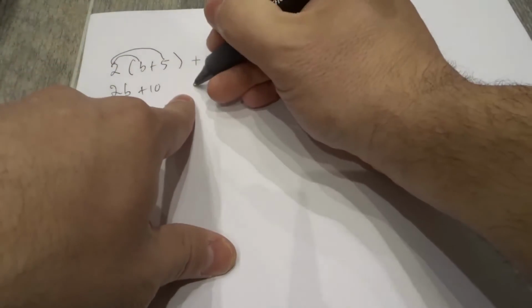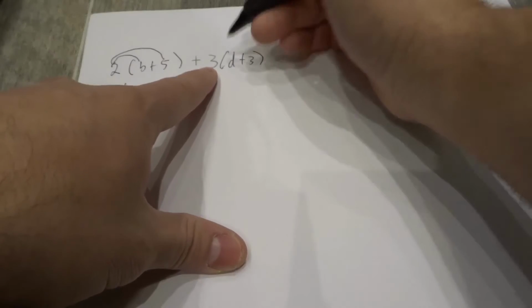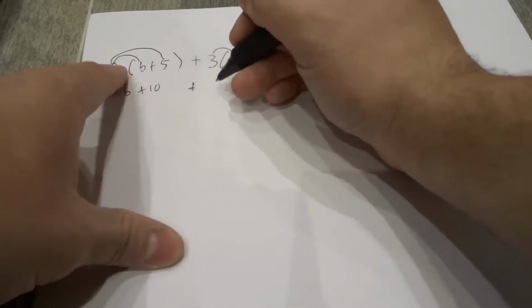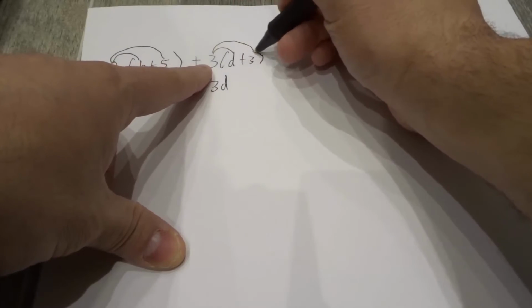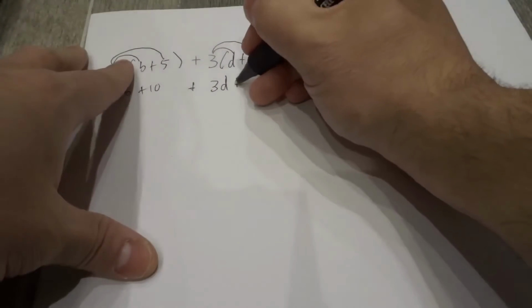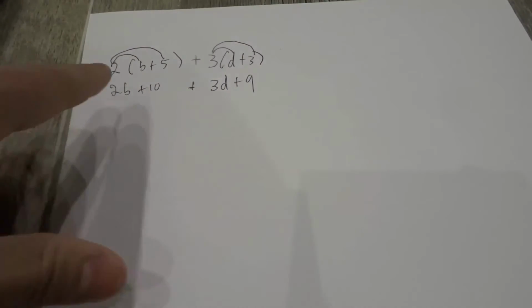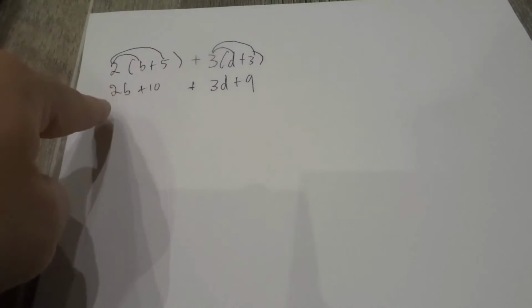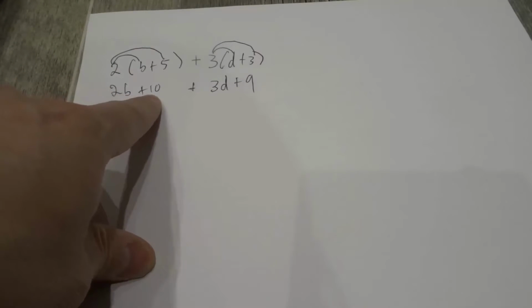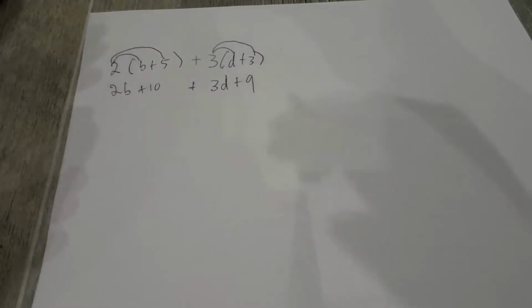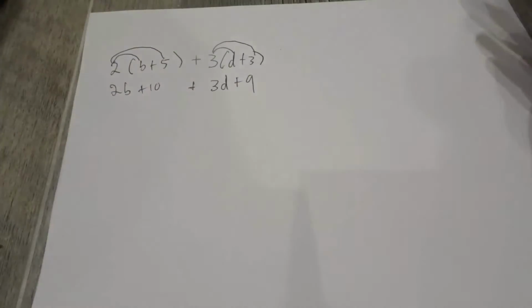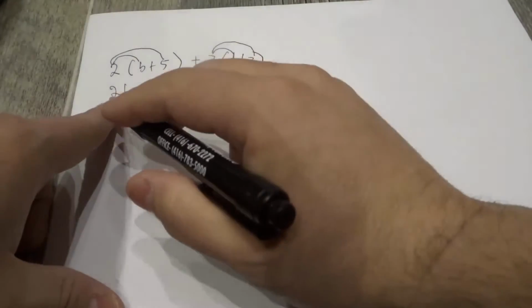Then we're going to bring down the plus over there. And then now we have 3 times d is 3d. And then 3 times 3 is positive 9. Very simple. So now we've basically expanded this to 2b plus 10 plus 3d plus 9, okay? Now we're going to actually simplify. So we've already done the expanding. Now we're going to simplify.